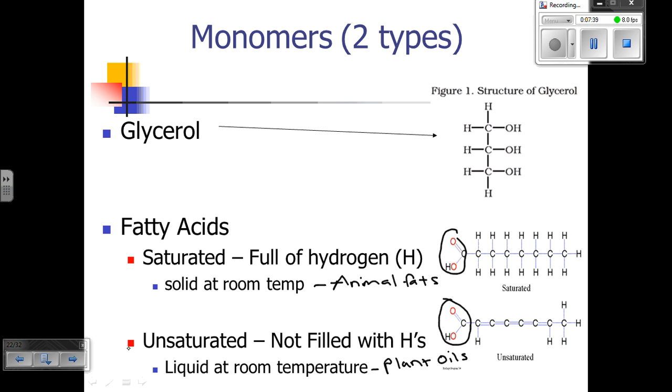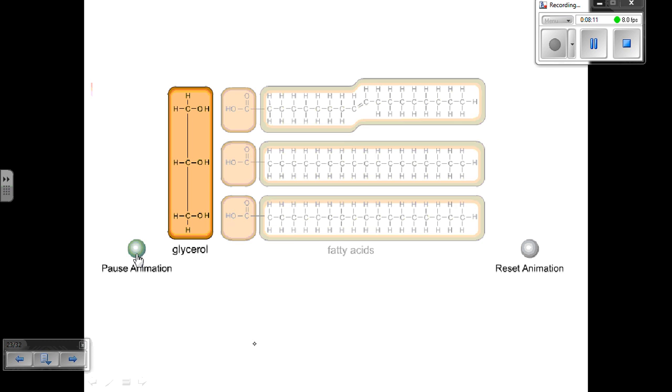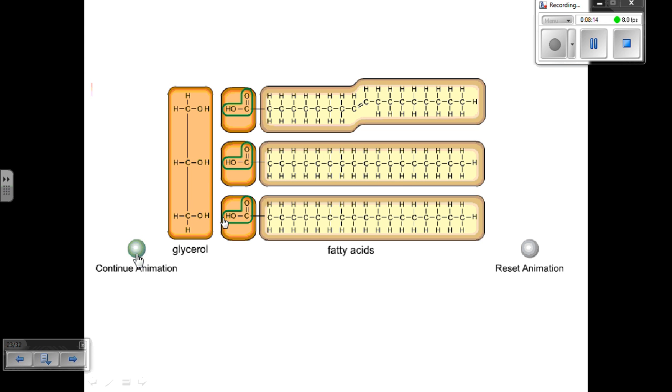So let's see how those are put together in order to make the fats that we know and store in our body called triglycerides. If you look, we have a glycerol that is depicted here. Right now I'm circling the OH groups on the glycerol. And if you notice, there are 3 OH groups. That causes the glycerol to be able to bond to 3 fatty acids.